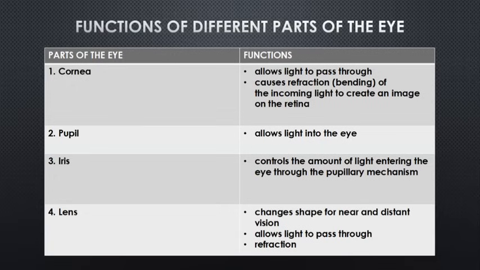And then we've got the lens. The lens is behind your iris, right? And it's attached to, remember those purple parts, the suspensory ligaments, right? So it also allows the light to pass through, and it also bends the light, and also it changes its shape, right, for distant and near vision. We're going to discuss that. That is what we call accommodation. We're going to discuss that in our lesson today.